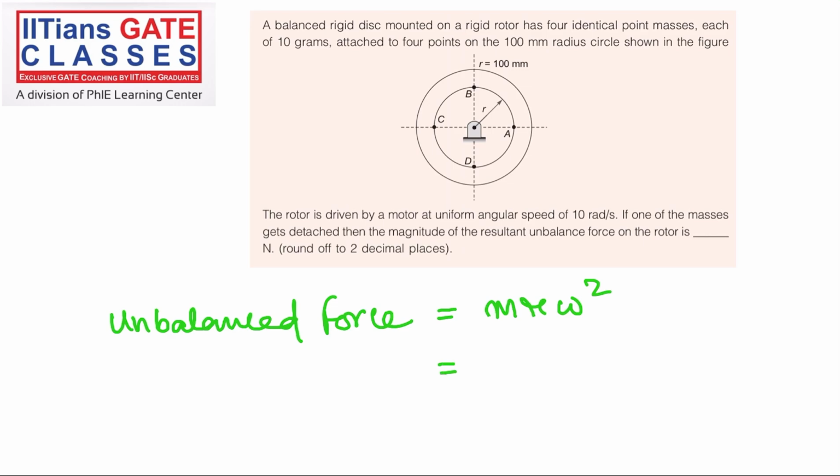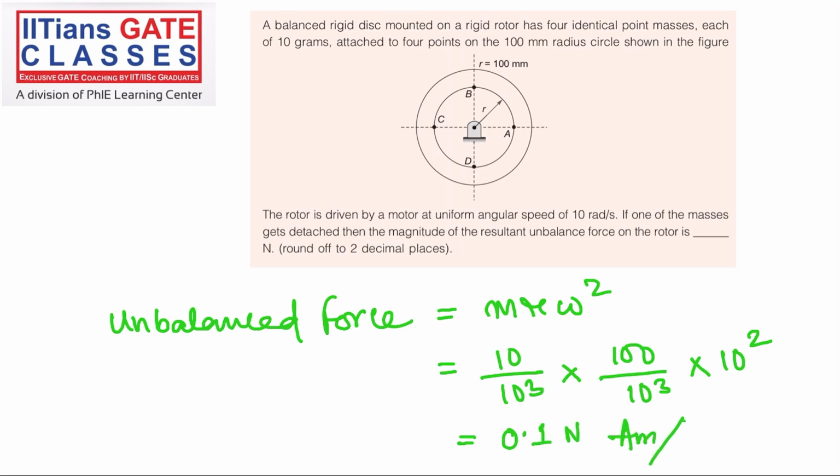What is the value of mass given? 10 grams, so 10 divided by 10 to the power 3. What is the radius given? 100 mm, so 100 divided by 10 to the power 3, and the value of angular speed is 10 squared. So what is the unbalanced force? The resultant unbalanced force: how many zeros in the numerator? 1, 2, 3, 4, 5 zeros. How many zeros in the denominator? 6 zeros. So 0.1 Newton. Again, such a simple question has been asked in GATE.